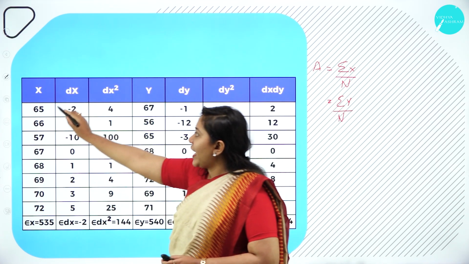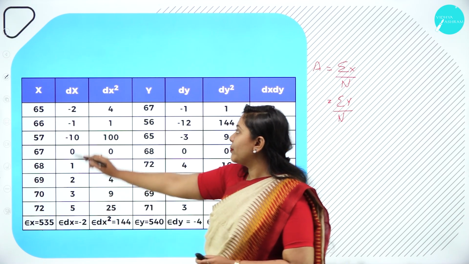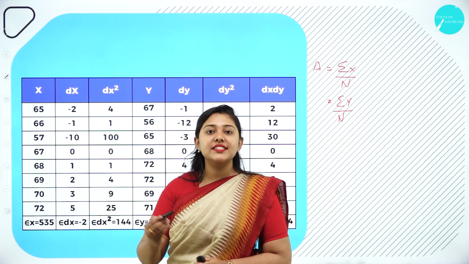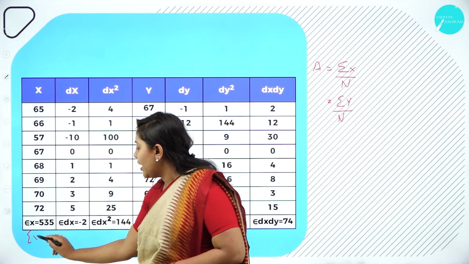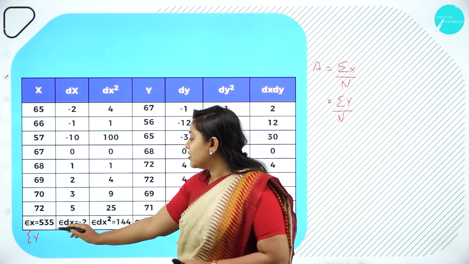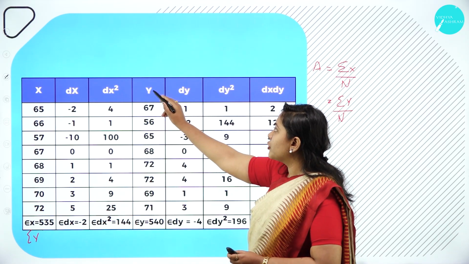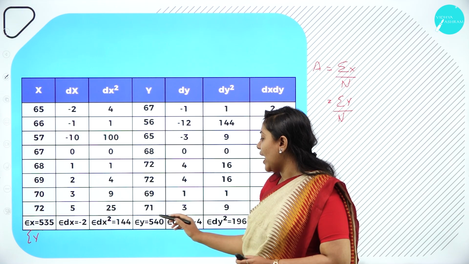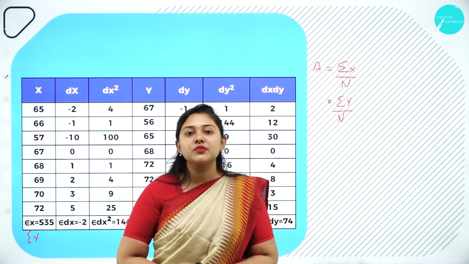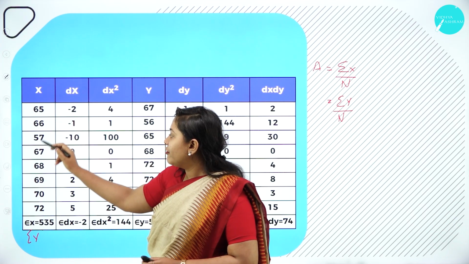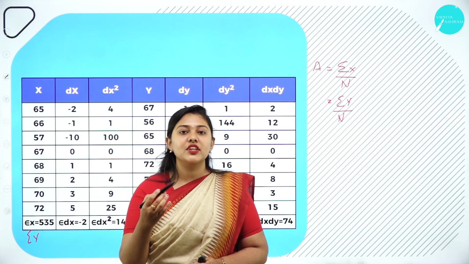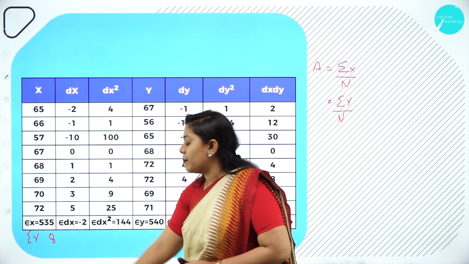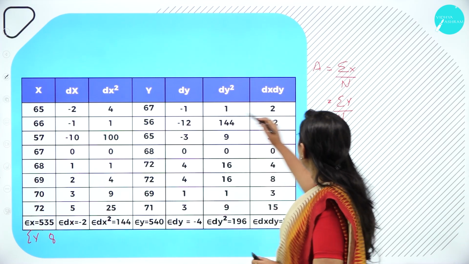So what is given? X is given, the summation of x. What you have to do is write down the data of x. The summation of x will be sigma x, and sigma x will be 535. Next, write down the y column, and the summation of y will be sigma y, and it is 540. So what is the number of observations we have? 1, 2, 3, 4, 5, 6, 7, 8. So the number of observations is 8. So n is 8.